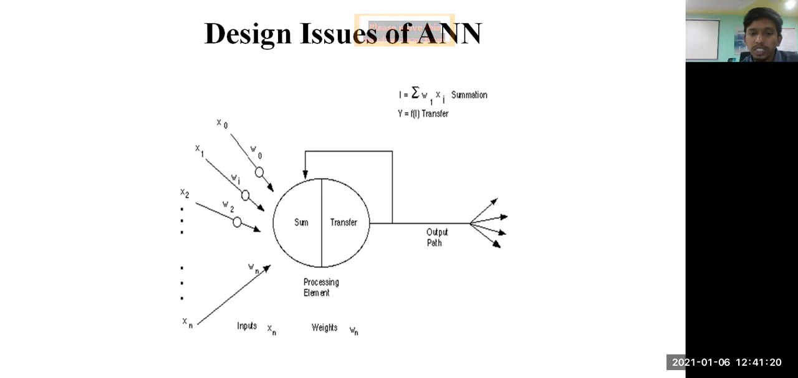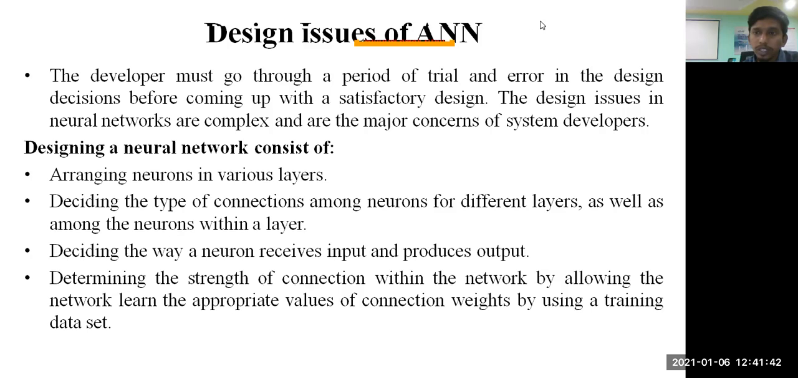Okay. So here this is the processing element, that is, whenever your inputs are obtained, your weights will be computed and processing will be done. So this is the formula used to compute the dot product of your artificial neural network. But how can designing be done with respect to this artificial neural network? Let's see what the different design issues are with respect to your ANN.